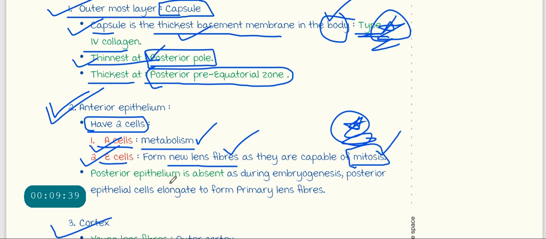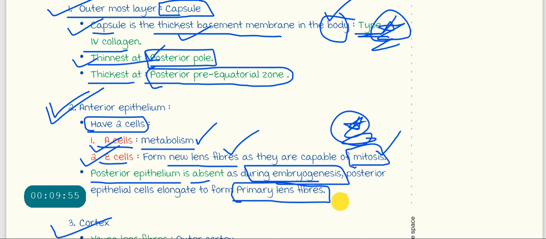Now the posterior epithelium is absent during embryogenesis, as the posterior epithelial cell elongates to form the primary lens fiber. So during embryogenesis this posterior epithelium is absent, and primary lens fibers are formed.